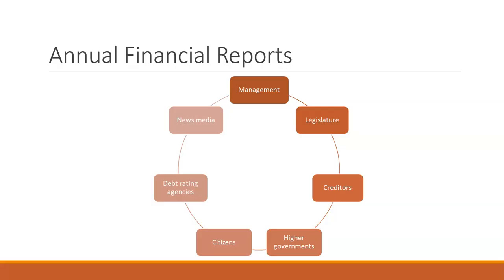Of course, debt rating agencies, so Fitch, Moody's, Standard & Poor's, are going to provide bond ratings for our governmental entities. They use the financial statements to help with those bond ratings, and then the news media might release statements or might have something to say about how a government is spending its money and what their priorities are.